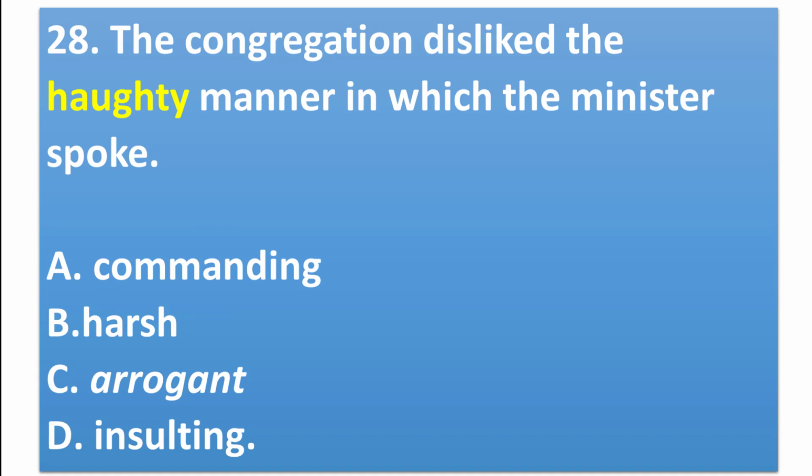Question 28. The congregation disliked the haughty manner in which the minister spoke. A. The congregation disliked the commanding manner in which the minister spoke. B. The congregation disliked the harsh manner in which the minister spoke. C. The congregation disliked the arrogant manner in which the minister spoke. D. The congregation disliked the insulting manner in which the minister spoke. The correct answer to this question is C. The congregation disliked the arrogant manner in which the minister spoke.